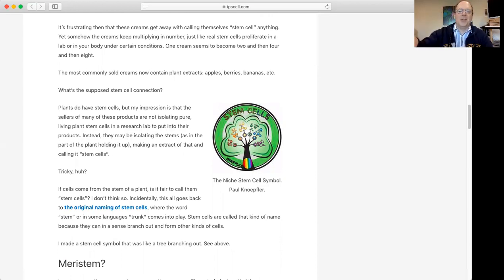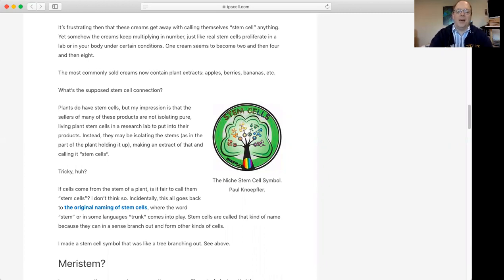You know, we talk about stem cells, but then plants, of course, have these stems, right? And they have branching off of it and they have leaves. So I think some of these cream makers are actually isolating extracts from the stem of a plant and claiming that those are stem cells in their stem cell cream, when of course that's not the case.